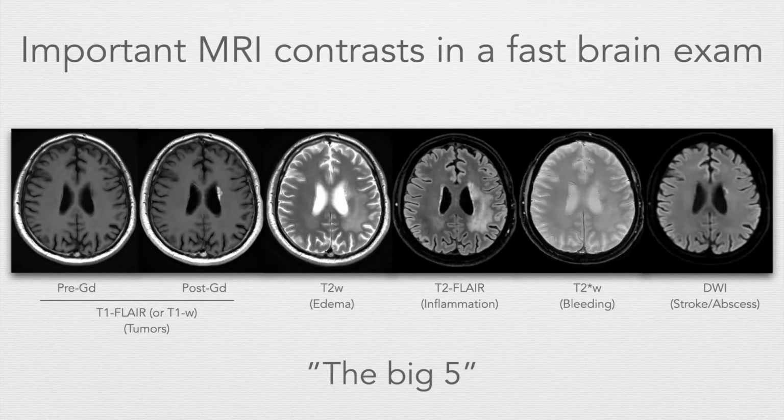And T2 star, used for fMRI and for researchers mostly, but in clinical care we use it for bleeding detection. And lastly, diffusion weighted imaging, the images for stroke or abscess, finding those lesions. So this is an important portfolio, a minimum portfolio, I would say, for a patient undergoing brain MRI.